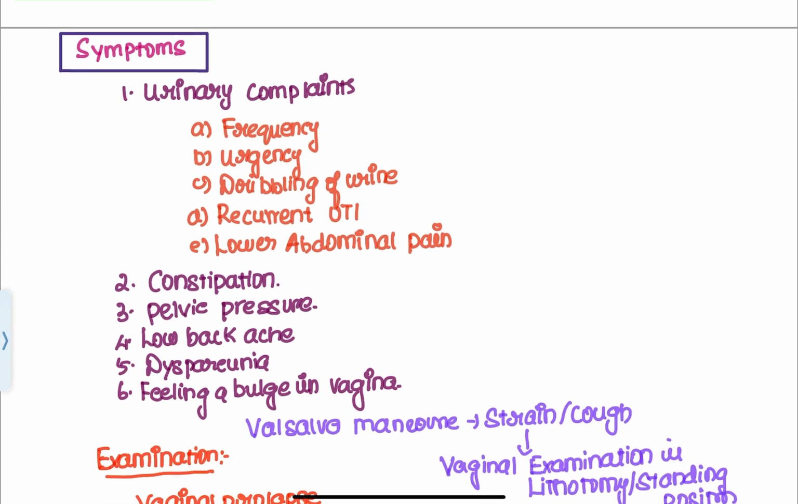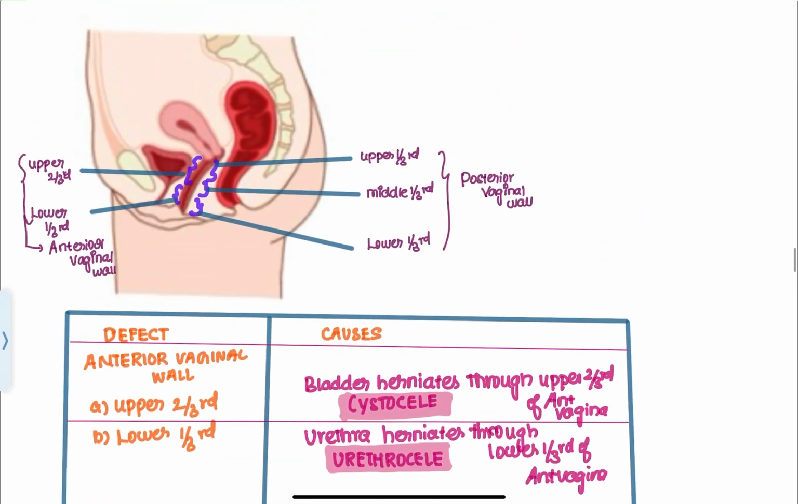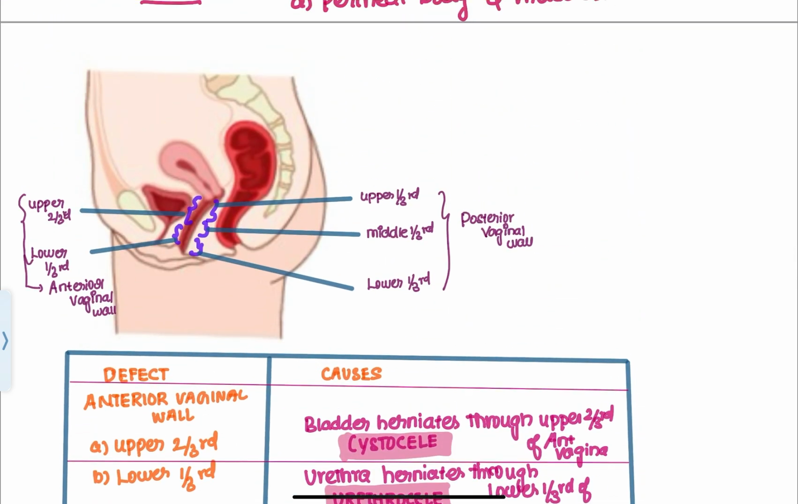Yes, good, fine. So now we have learned which structures are going to prolapse out through the anterior and the posterior vaginal wall, right? So let me show you here.